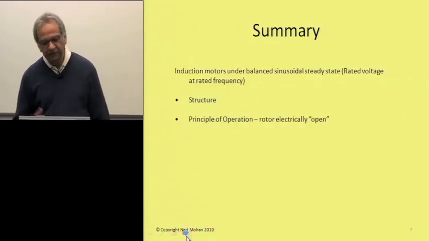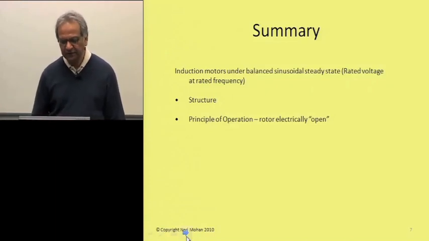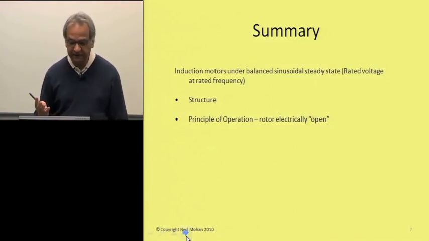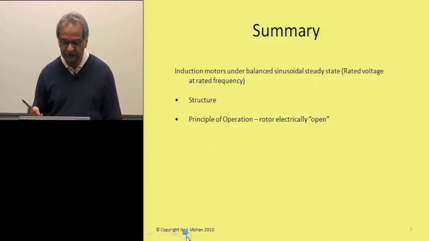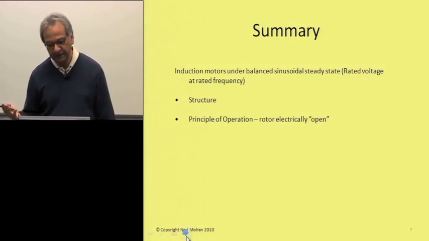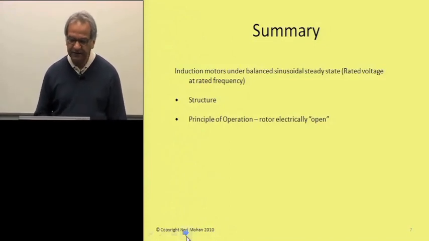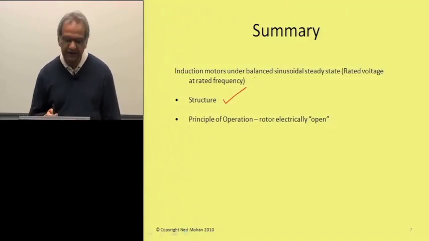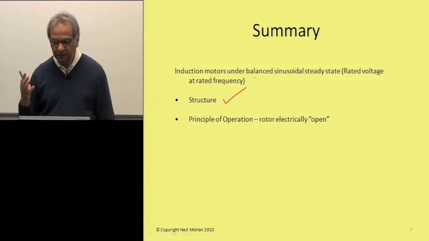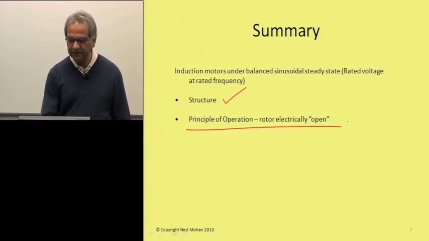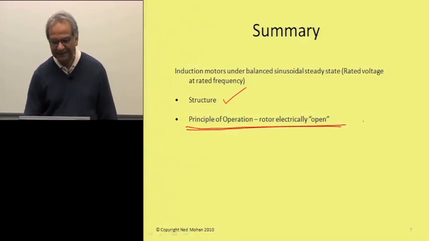All right. This brings us to the summary of this module. There's not much in it. We first saw the application of these induction machines, from very mundane applications to wind turbines, for example. A lot of wind turbines use induction machines as generators. We looked at their structure. At least in one form, we have a squirrel cage rotor, but certainly there are wound rotor induction machines as well. And then we looked at the principle of operation, where the rotor is electrically open.